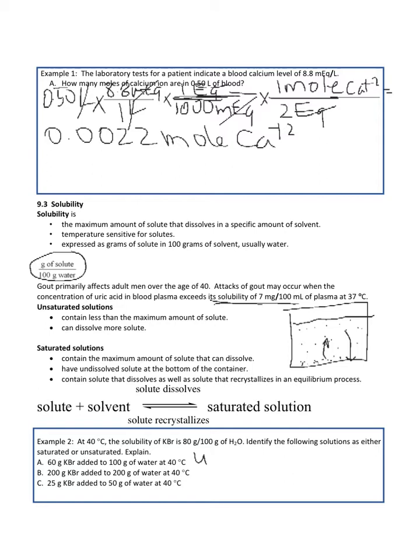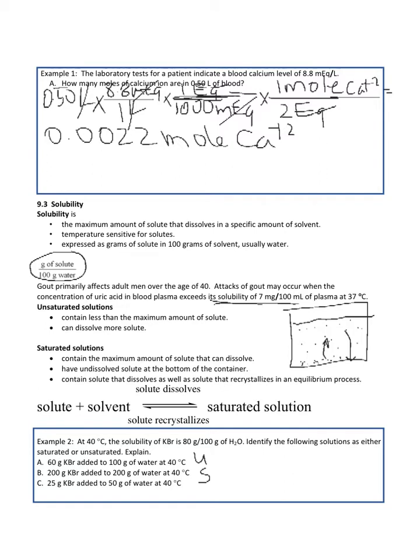Let's look at example B. Example B says 200 grams of potassium bromide are added to 200 grams of water at 40 degrees Celsius. Well, for every 100 grams, we can dissolve up to 80 grams of potassium bromide. We have 200 grams of water, so we can dissolve a total of 160 grams of potassium bromide. We have 200 grams. 200 is more than 160. So therefore, our solution is saturated, and we should have about 40 grams of the potassium bromide sitting at the bottom of the container. Okay, saturated.